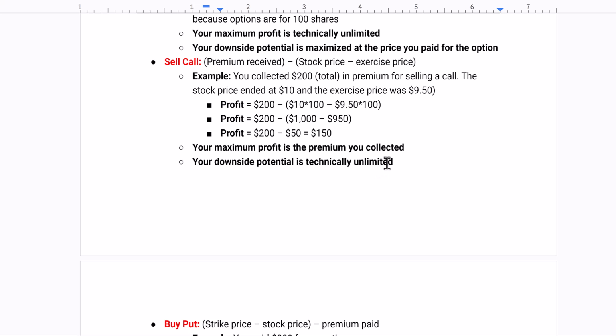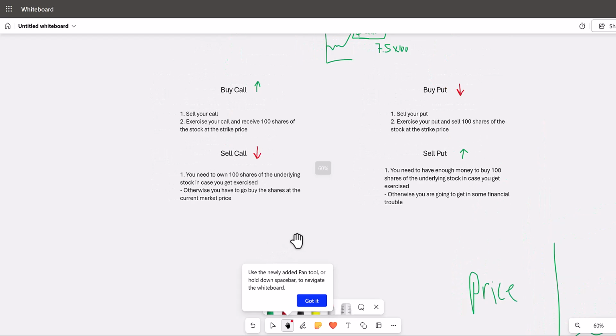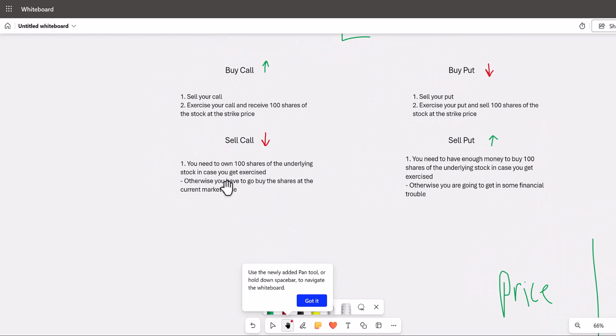Now technically your downside potential is unlimited, but that's if you don't own 100 shares. So whenever you sell a call, you need to own 100 shares of the stock. Because if somebody who's on the other side of that option exercises and you don't have 100 shares, you're going to have to go buy those shares at the market. So you have to deliver on those shares if they get exercised. Now remember, it's an option. There's no demand that when you're the buyer of a call or buyer of a put that you have to exercise.